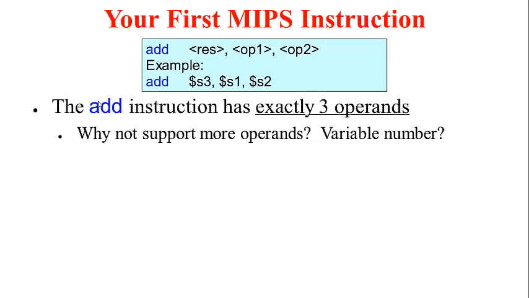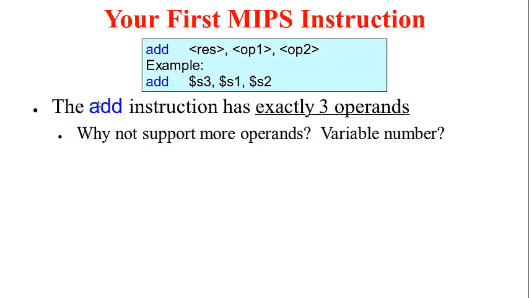It has exactly 3 operands, 2 of which are added and stored onto the third. The format is as given. The result is specified first, followed by the 2 operands which are added together. As an example, add $S3, $S1, $S2. This instruction will add the contents of S1 and S2 and store it onto S3. $S1, $S2 and $S3 are registers in the MIPS machine.